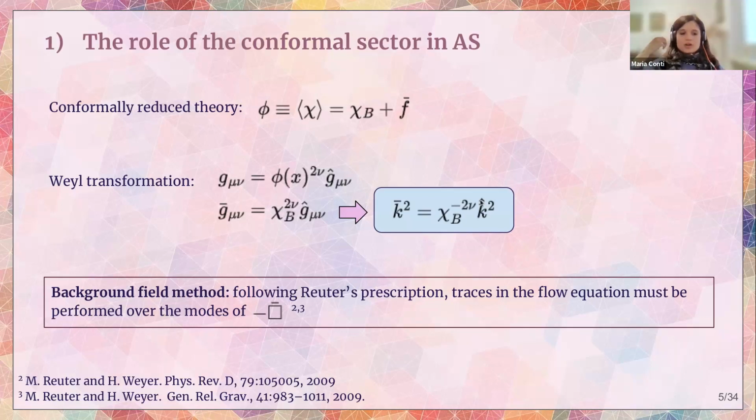Well, because we are following the background field method. Following Reuter's prescription, in order to maintain background independence, the traces inside the flow equation must be performed over the modes of the box operator related to the background. So this box here. Meaning, when we have to do an integration, we have to integrate over these guys here, which are specified by these equations. That's why it is so important. At least this is what happens usually.